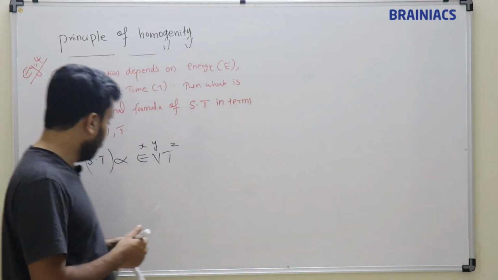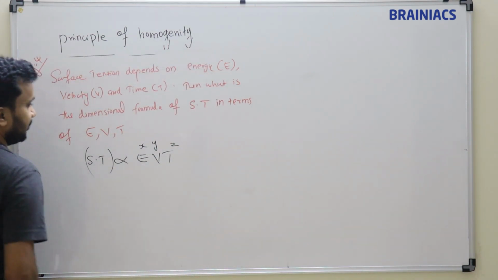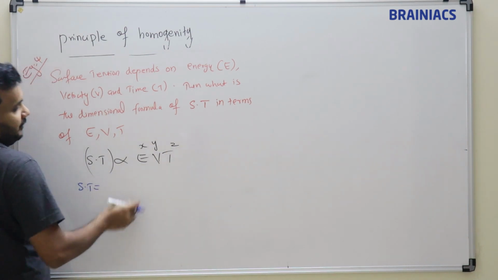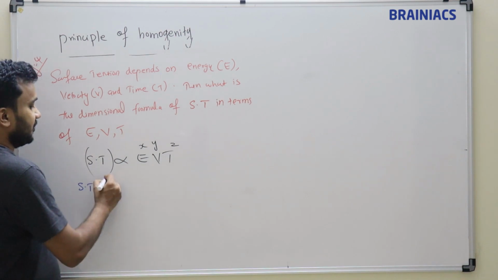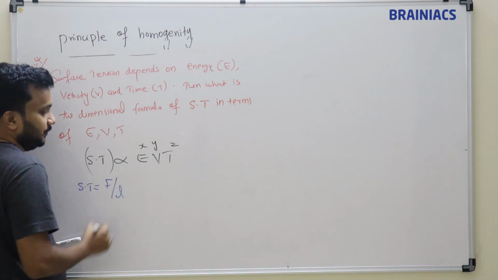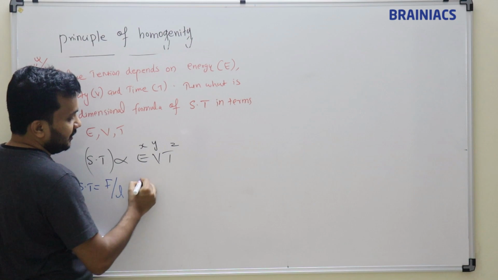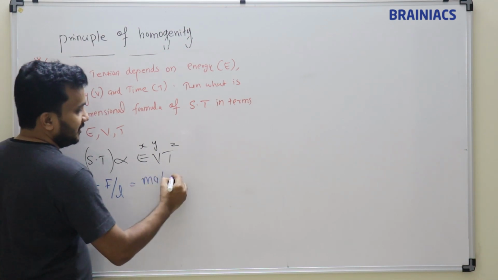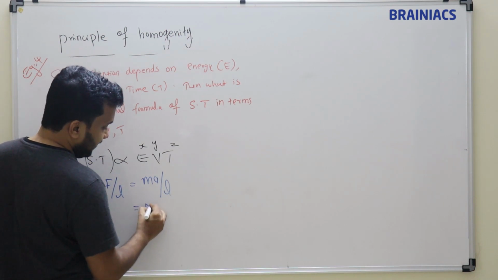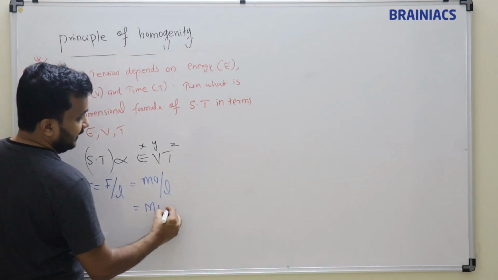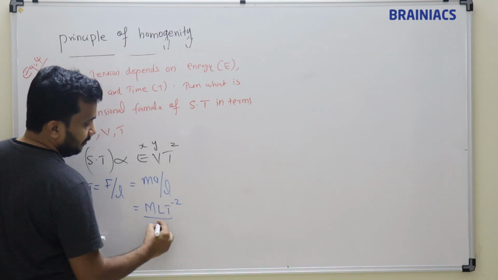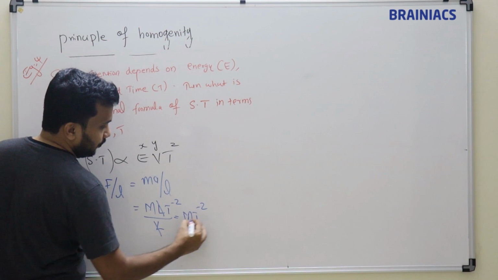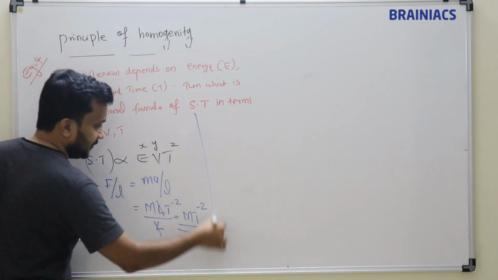We'll first find the formula of each quantity. Surface tension is equal to force per length. Force is equal to mass into acceleration, acceleration being length divided by time squared. So mass times L T raised to minus 2, divided by L, cancel L: M T raised to minus 2 is the dimension formula of surface tension.